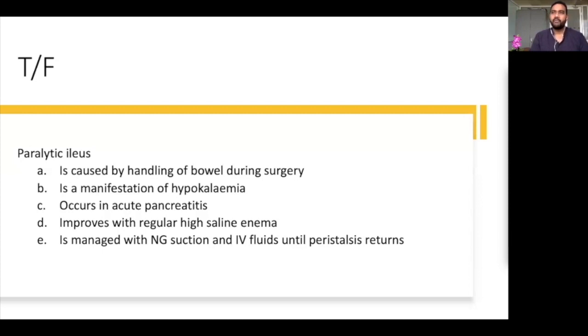Yes. Usually we wait for about 7 days with NG suction and IV fluids in paralytic ileus. Most paralytic ileus, if you treat the underlying cause and treat with NG suction and IV fluids, will settle within 7 days. And if it is not settled within those 7 days, then we have to go for a CT scan, and with the CT scan find out whether any other underlying cause is there. And then we have to go for a laparotomy. So NG suction and IV fluids until peristalsis returns is true.